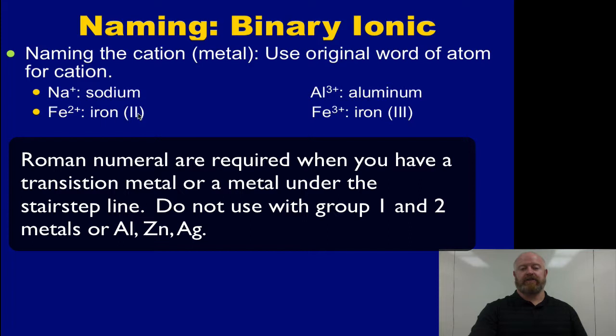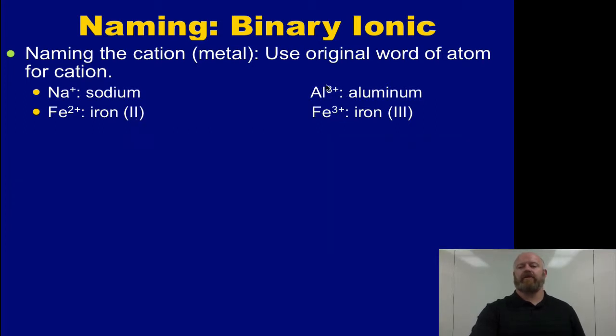Fe2+ is iron 2. We need the 2 here because iron has more than one possible charge. Sodium, you would not put a 1 behind it. It's not allowed. You cannot do it. It's wrong if you do because sodium only forms a 1+. So we only use Roman numerals when there's more than one possibility.